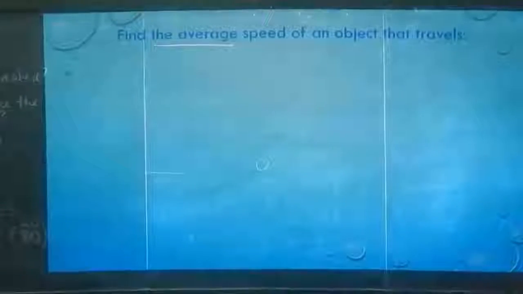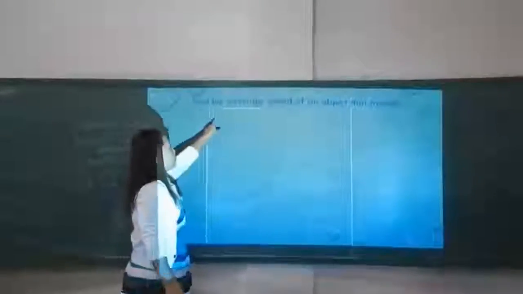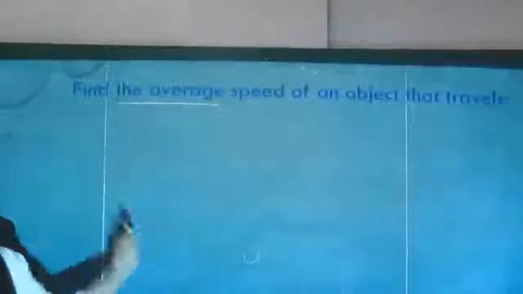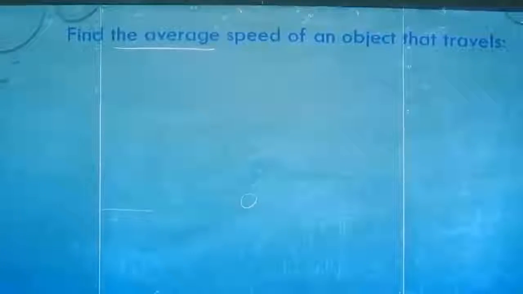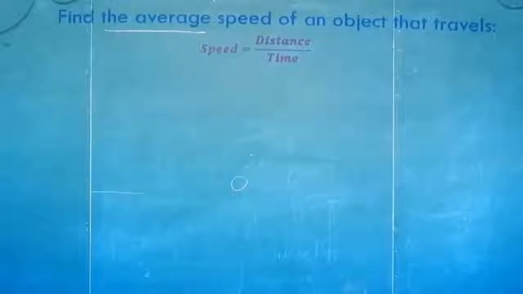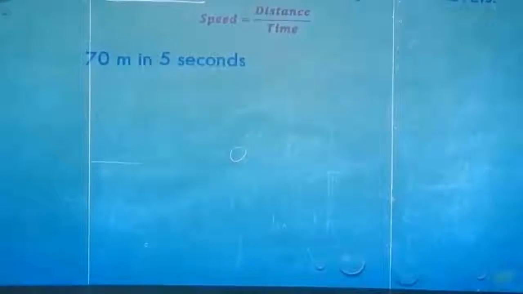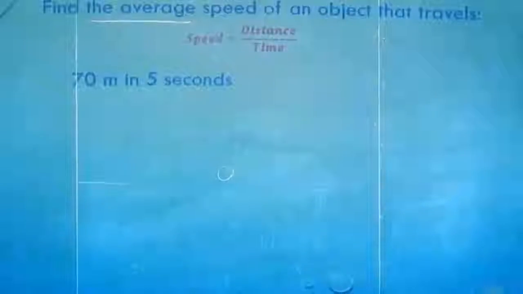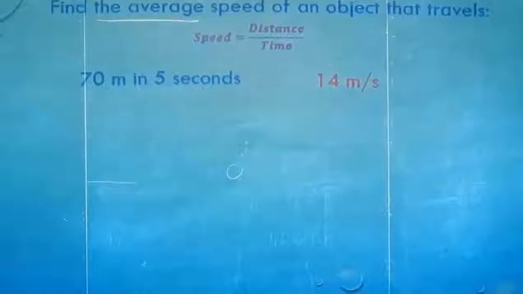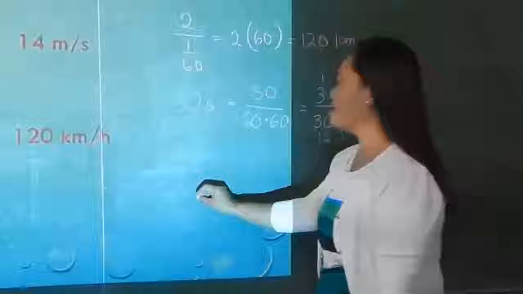Now let's move on to the next one. Find the average speed of an object that travels. You're going to find the average speed: distance over time. So, let's have 17 meters in 5 seconds. What is the speed? We have 70 divided by 5. This gives you 40 meters per second.